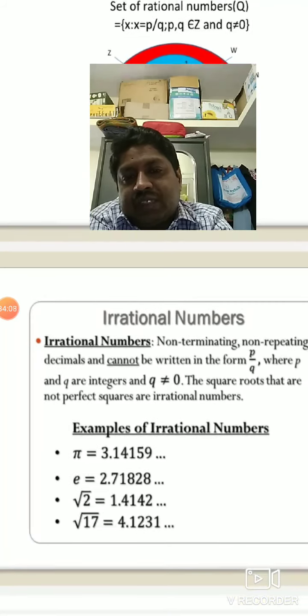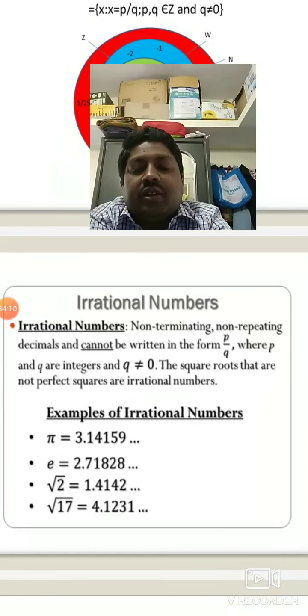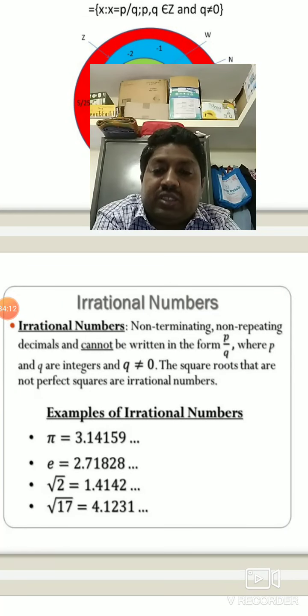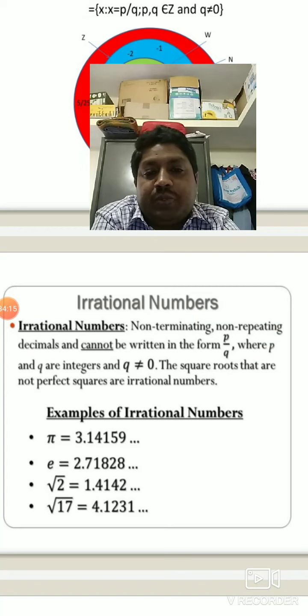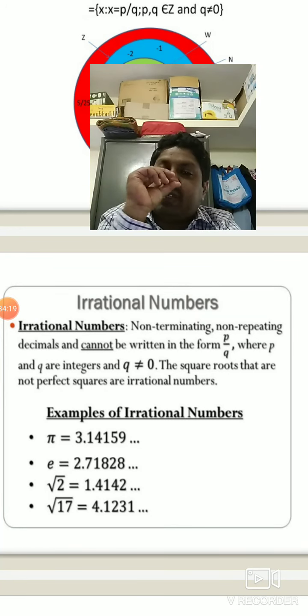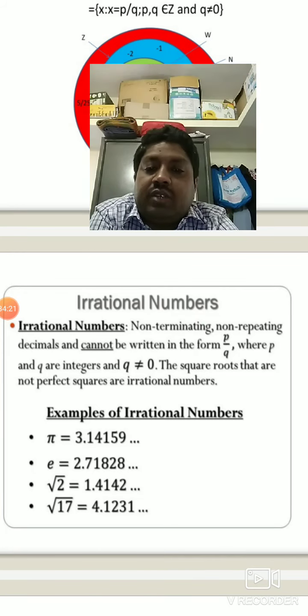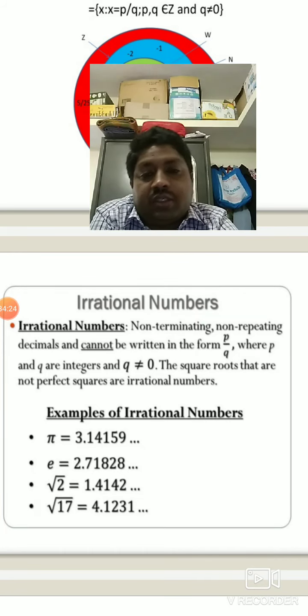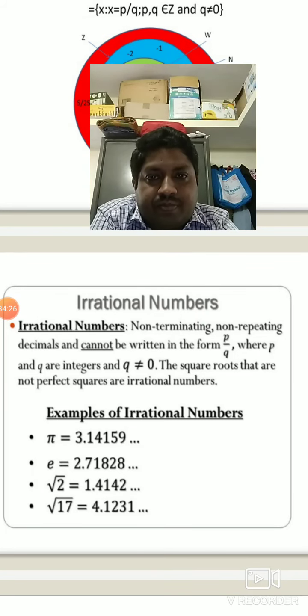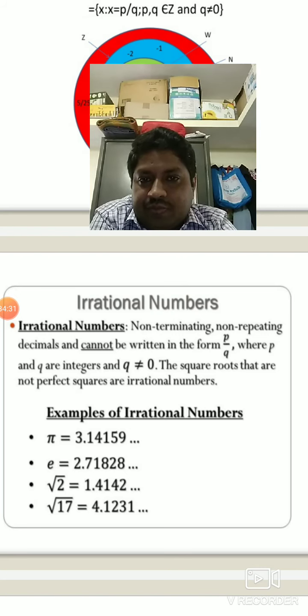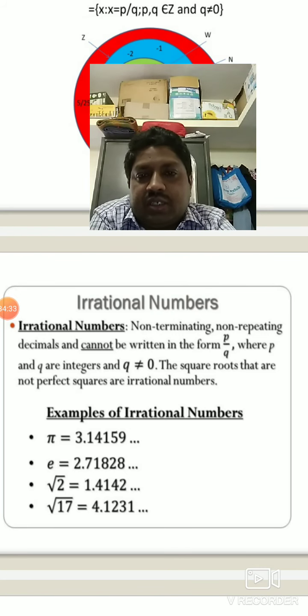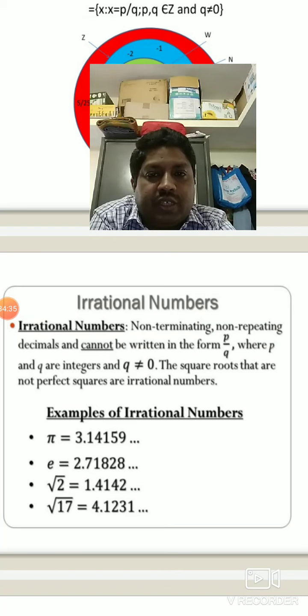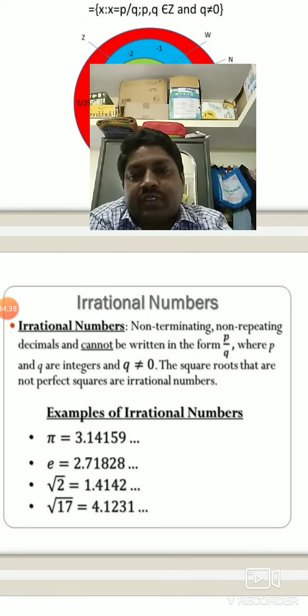So briefly we can say what irrational numbers are. Irrational numbers are non-terminating and non-repeating decimals, and cannot be written in the form of p by q, where p and q are integers and q is not equal to 0. The square roots of non-perfect squares are irrational numbers. For example, root 4: what is the value of root 4? It is the rational number 2. Root 5 is not a rational number, it is an irrational number. That's a good example. All square roots of non-perfect squares are irrational numbers.